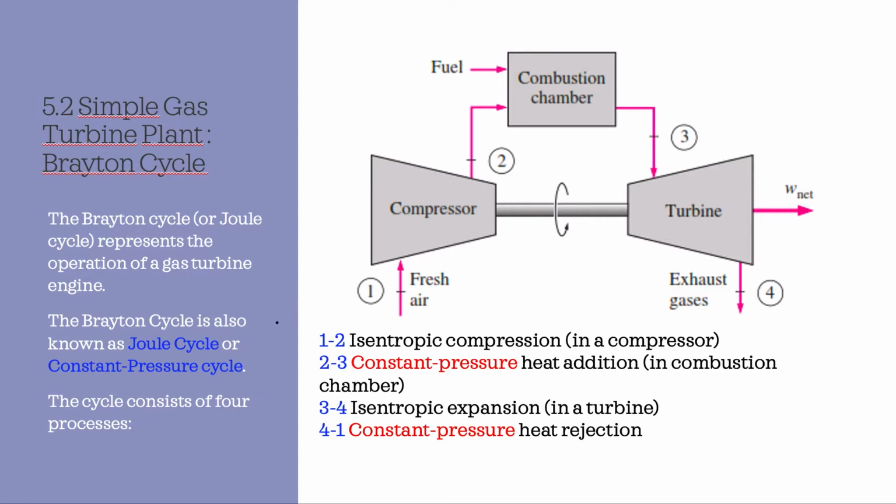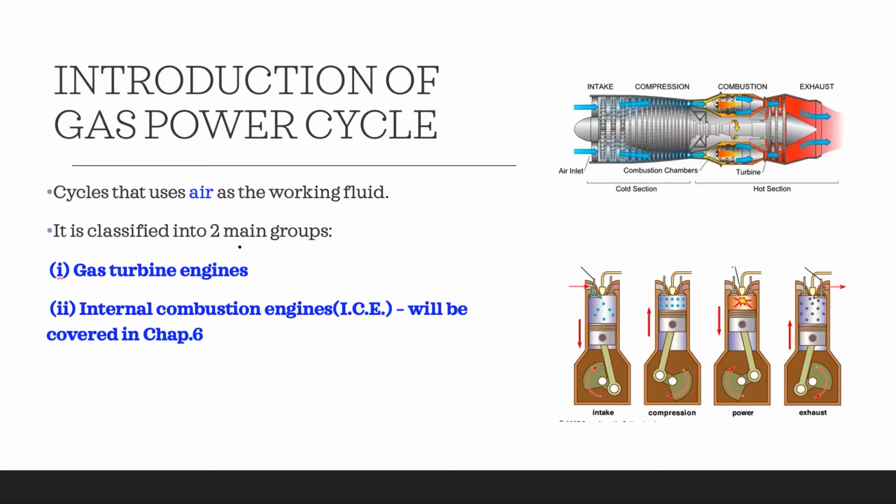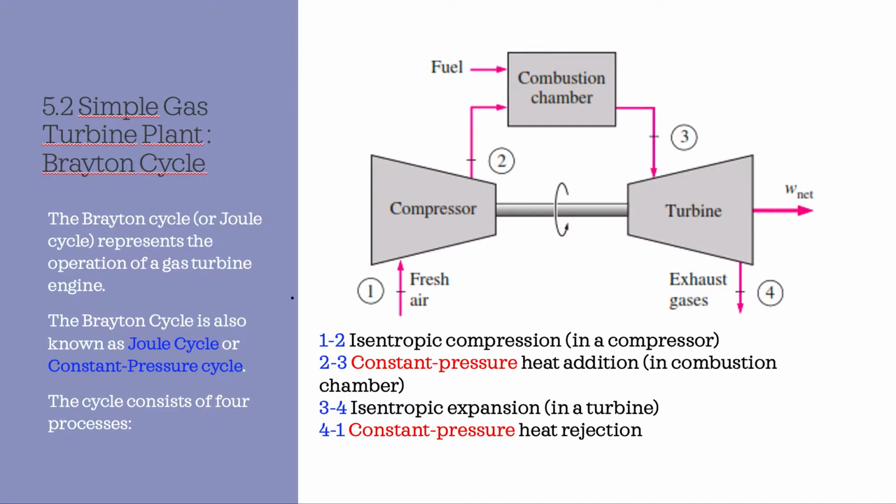The Brayton cycle represents the operation of a gas turbine engine. The Brayton cycle is also known as the Joule cycle or constant pressure cycle, and it consists of 4 processes. The gas turbine consists of a compressor, combustion chamber and turbine.